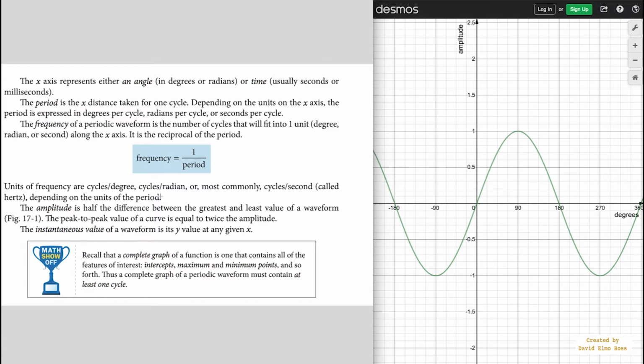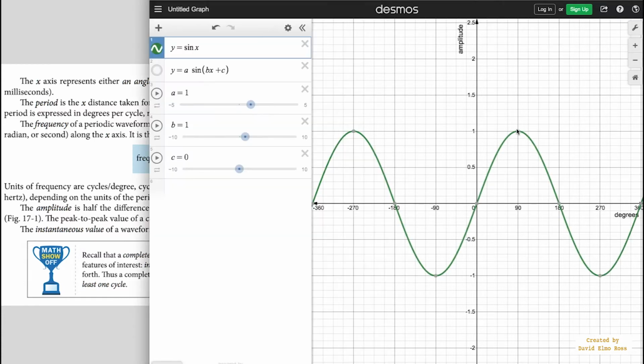The instantaneous value is its y value at any point x. So if we click here, that's 90 and 1. And if we go down here, we can take a look at various angles, such as 45 degrees, which is 0.707. We can look at 30 degrees. The sine of 30 degrees is 0.5.